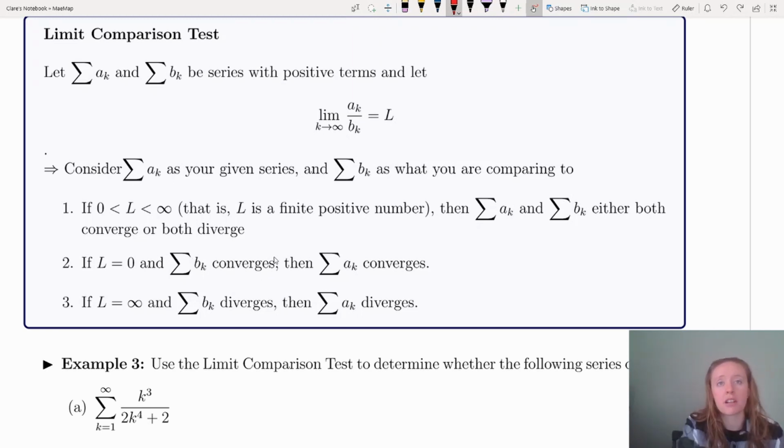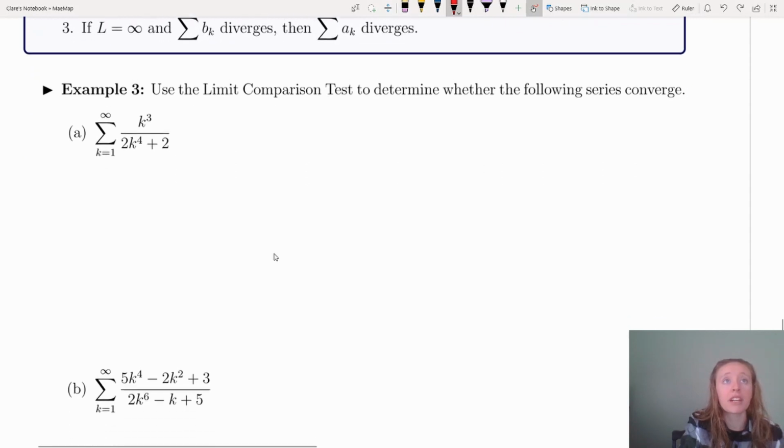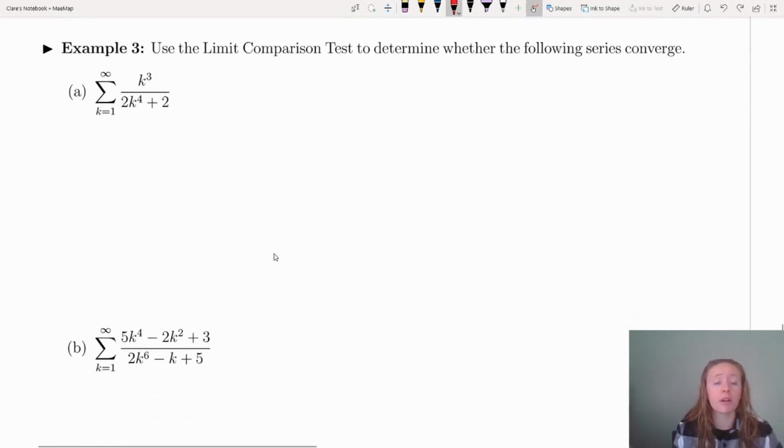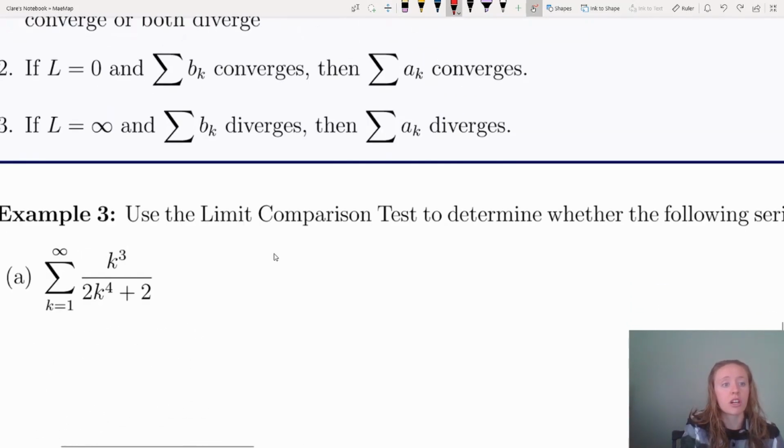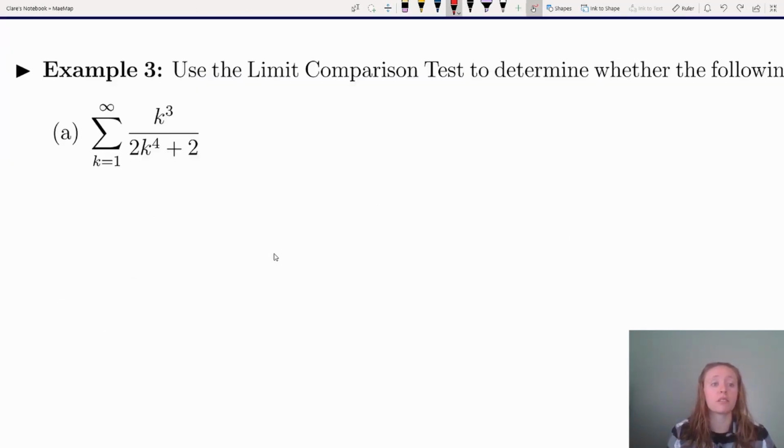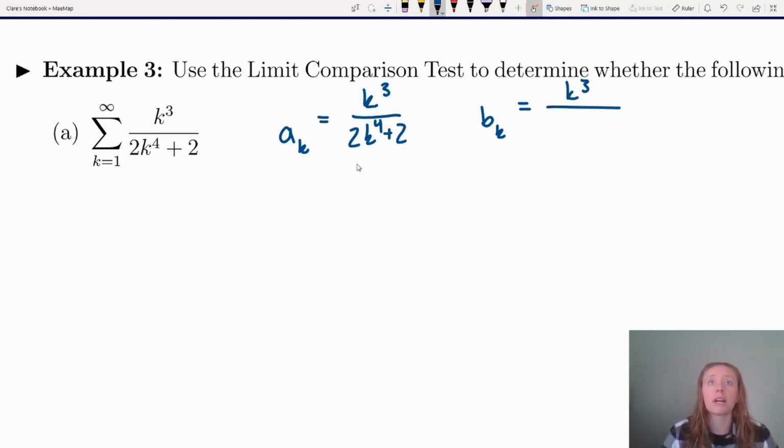So let's go ahead and jump into number 3. It says use the limit comparison test to determine whether the following series converge. Just like choosing the comparison when we did the comparison test, we're going to look at those higher powers. So I'm going to say that my a sub k is equal to k cubed over 2k to the 4th plus 2. So my b sub k is going to be, in my numerator I have k cubed, and in my denominator my highest power is k to the 4th. So I'm going to leave this as 2k to the 4th.